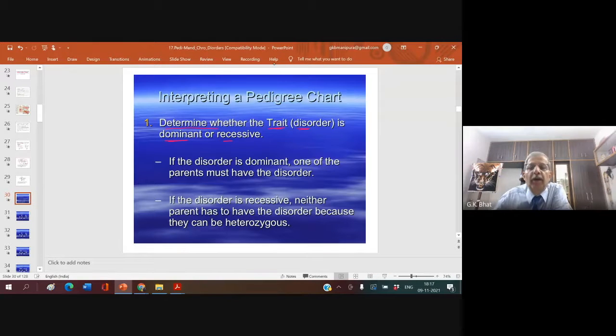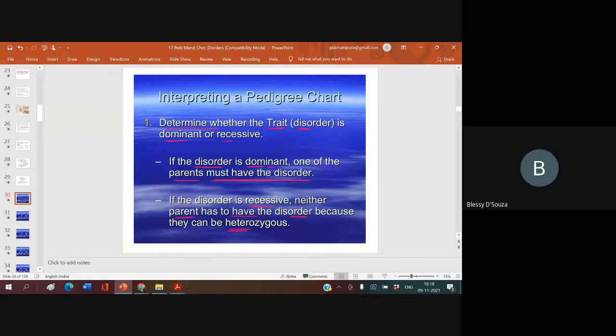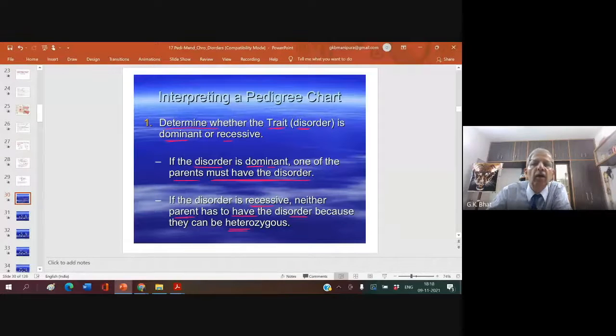Take a screenshot of this. If the disorder is dominant, one of the parents must have the disorder. Very important. If the disorder is recessive, neither parent has to have the disorder because they may be heterozygous. Understood? Have you followed? Vishwas? Blessy? Prithvi?